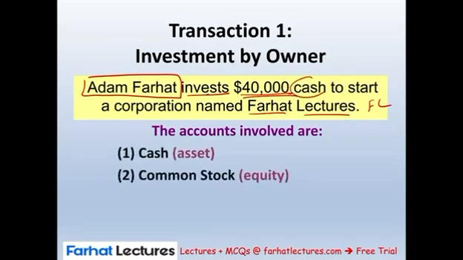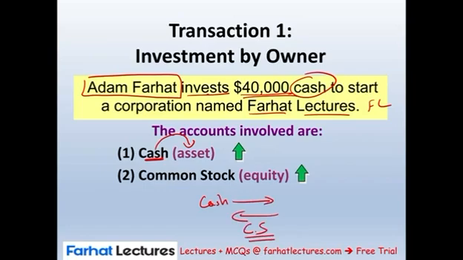Well, I see the word cash. Cash is one of these accounts. What type of account is cash? Asset. When the owner invests money in the business, the owner gives cash to the business. They receive in return common stock ownership. And we talked about common stock. Common stock is an equity account. From a business perspective, cash went up and the equity of the business went up.